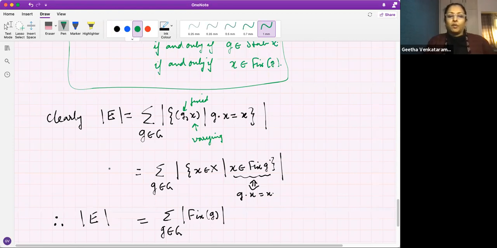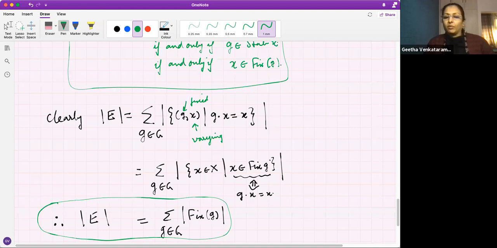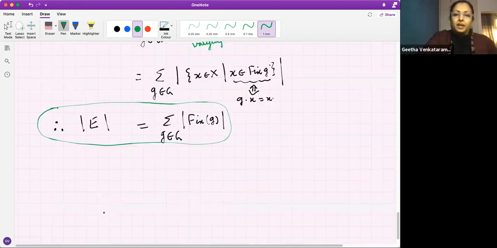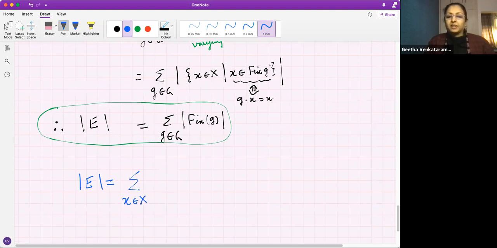So we've got one of the portions that we wanted. Fix has come into the picture. I've got it going over all possible g in G, and it is connected to order of E. Now let's do the second kind of summation that we want to. So again, order of E is going to be the summation over x belonging to X of the order of the set (g, x) such that g dot x equals x.